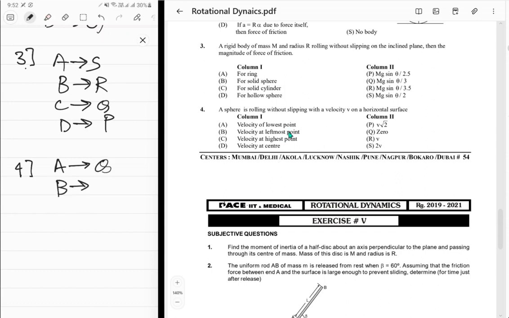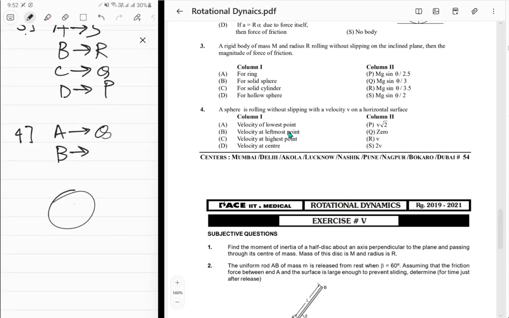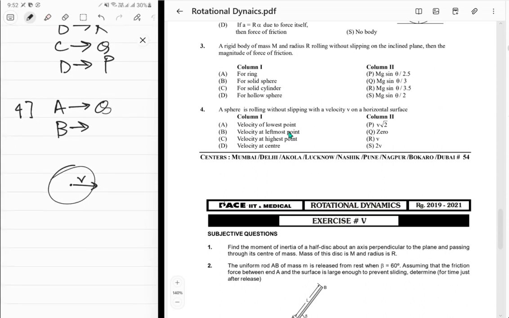Velocity of leftmost point. Okay, so you got this sphere, if you know the distance, it works, right? It's got velocity like that, and you got omega, which is just v upon r. The relative velocity would be v in that direction, but actually in the ground frame it's going to be like that. So it's got v square root 2 as the velocity, the magnitude of the velocity. So p, this was easy.